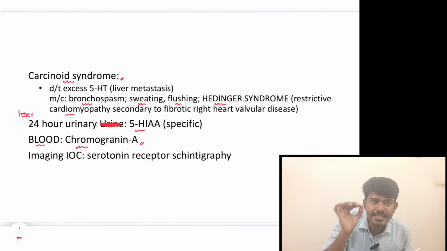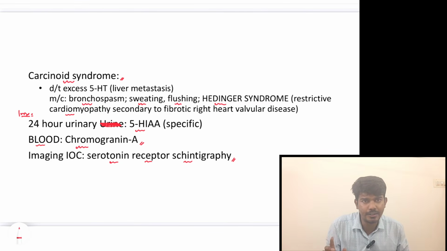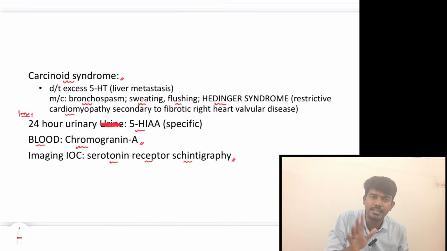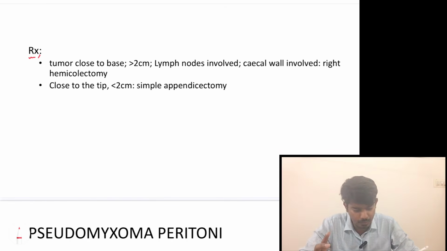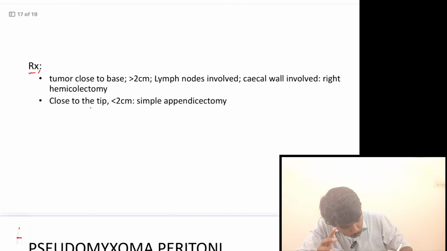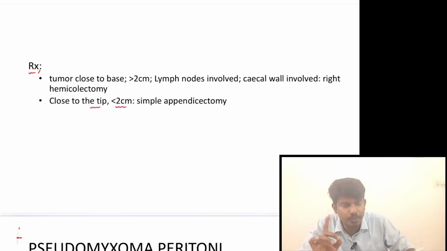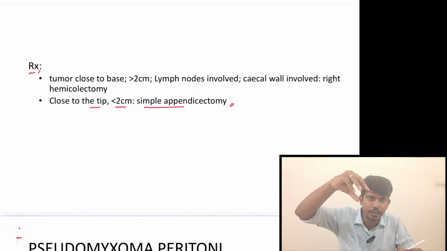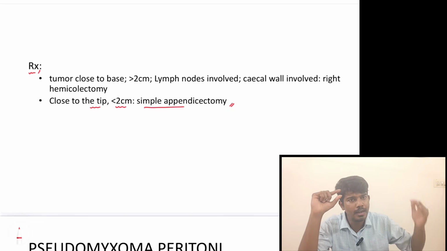Then what is the imaging investigation of choice? It is serotonin receptor scintigraphy. It is also used in pancreatic endocrine tumors. Then how are we going to manage these patients? Suppose the tumor is at the tip, as we have seen the tumor is most commonly towards the tip, or if the tumor is less than 2 cm, we can go for a simple appendicectomy.